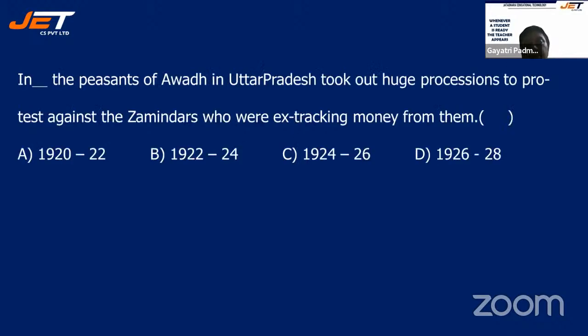In dash, the peasants of Awadh in Uttar Pradesh took out huge processions to protest against the zamindars who were extracting money from them. So this is about the year. You just need to remember, in which year? Is it 1920 to 22? Is it 1922 to 24? Is it 1924 to 26 or is it 1926 to 28?